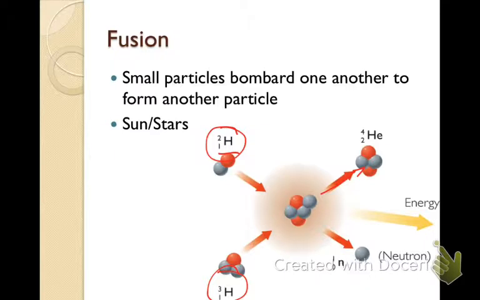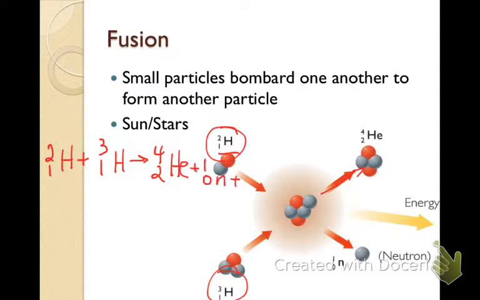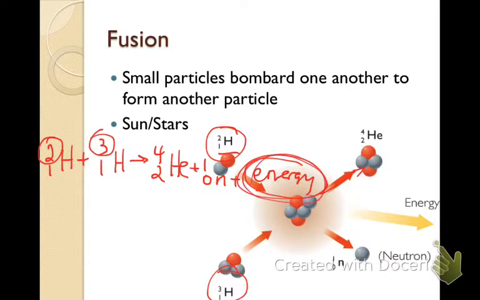So if we want to look at a reaction for this, we have 2,1 hydrogen, or deuterium, plus 3,1 hydrogen, or tritium, producing alpha plus a neutron, let's see if I can squeeze this in, plus a whole bunch of energy. So when they say mass is converted to energy, that means the mass, these particles, are being converted to a whole bunch of energy. Fusion reactions produce a lot more energy than fission reactions.